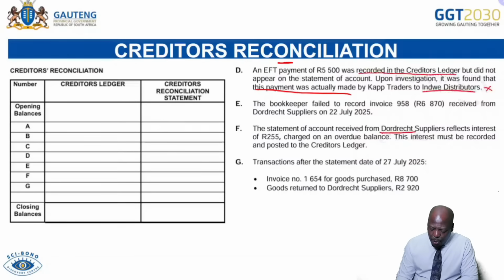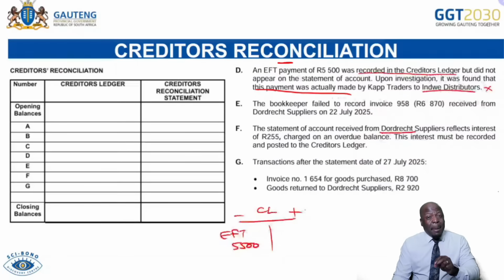That means we came to the ledger. Remember, in the creditors ledger, here's a plus, here's a minus. Once we made an EFT, we came to their ledger and we said minus 5.5. That is what we did. But upon investigation, we realized we recorded this amount in the wrong ledger because we actually paid Indwe, not the guys with the difficult name.